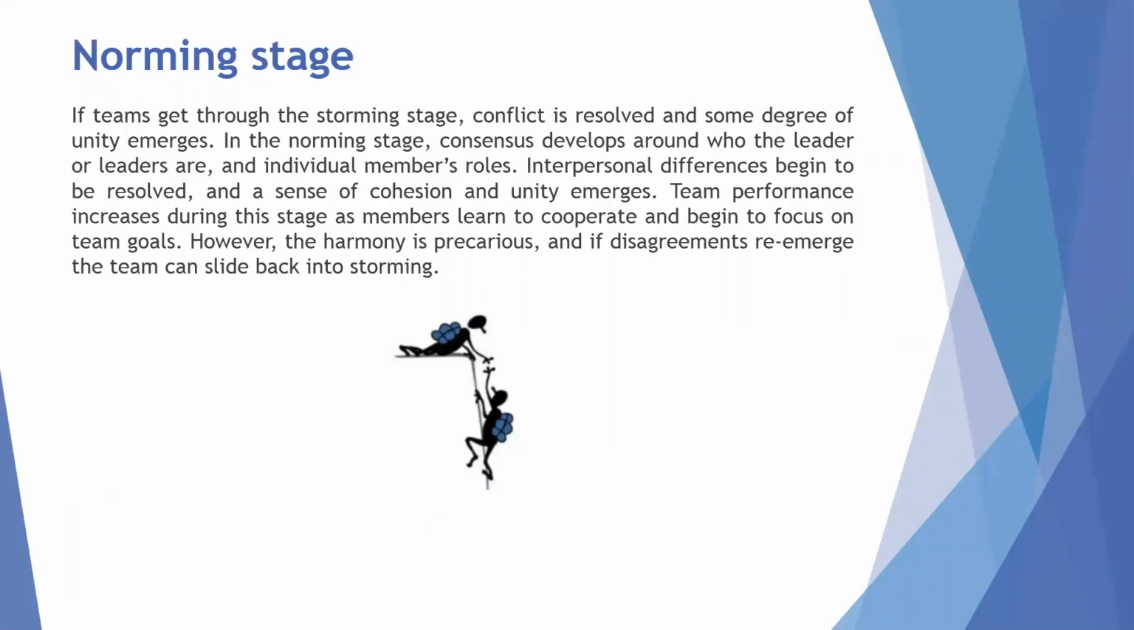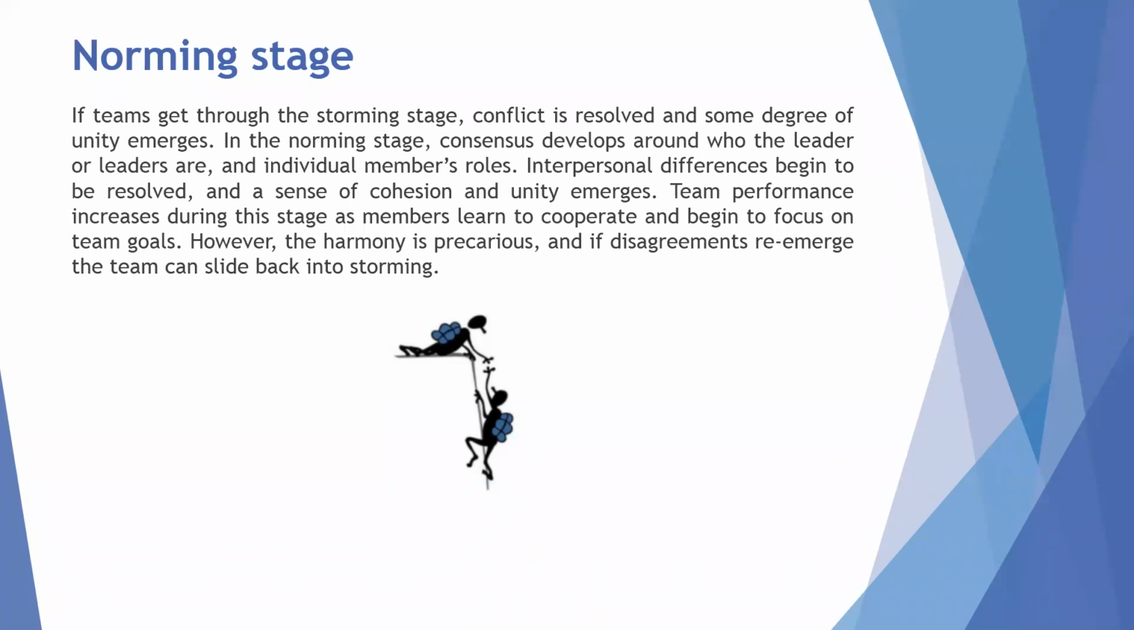In the norming stage, consensus develops around the leader or leaders or individual members. Interpersonal differences begin to resolve and a sense of cohesion and unity emerges. That means cohesion. That means you have a feeling of togetherness. You feel like working together and you feel you all are one. Team performance increases during this stage as members learn to cooperate and begin to focus on team goals.